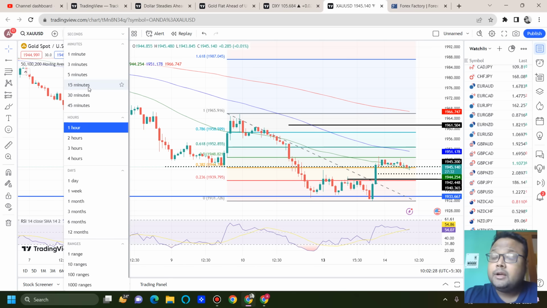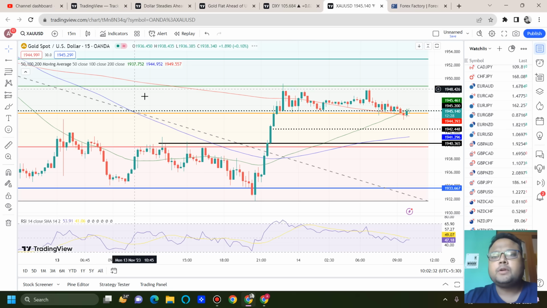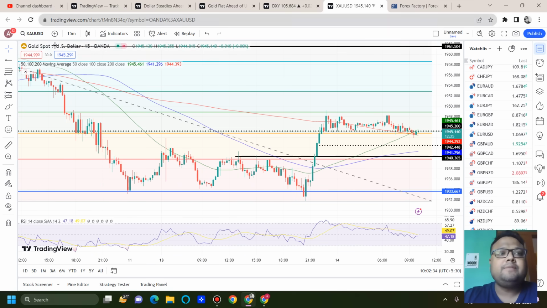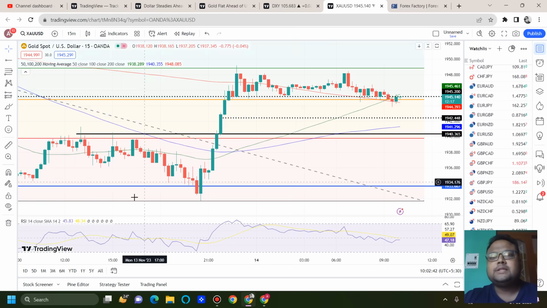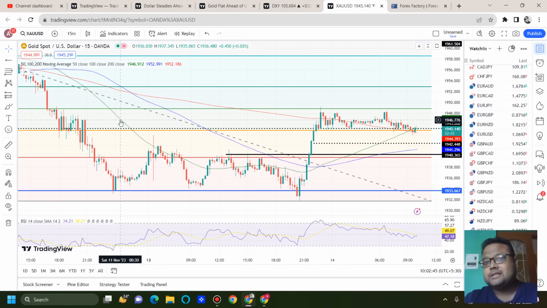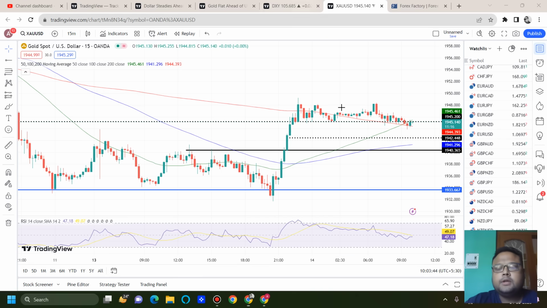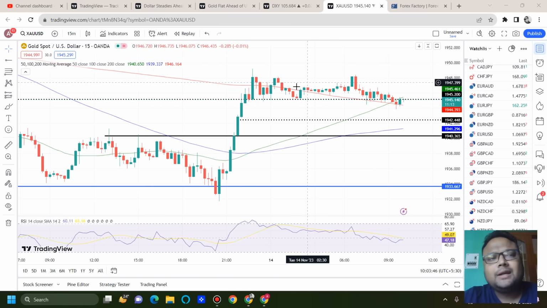As the volatility of the market is low before CPI, we will be switching to the 15 minutes time frame to find out the trading opportunities, because if you just stick to a higher time frame, then you will not find anything. So as you can see, right now we are on the 15 minutes time frame. You can see there is not much volatility. The market is more or less sideways.